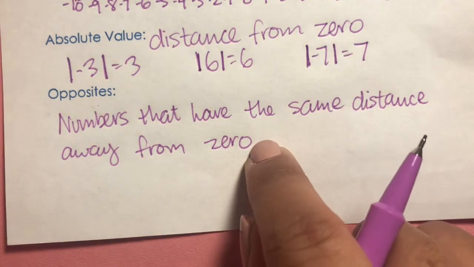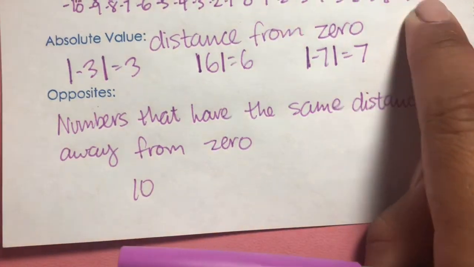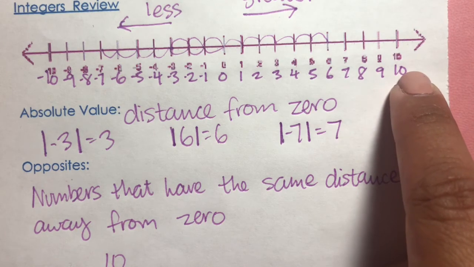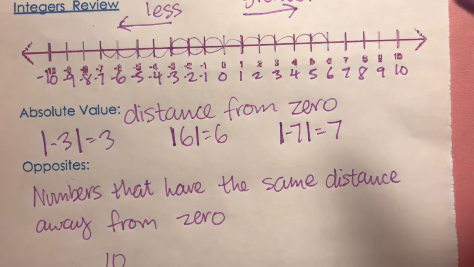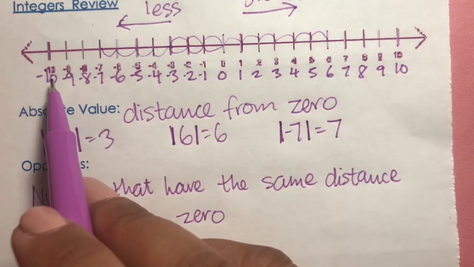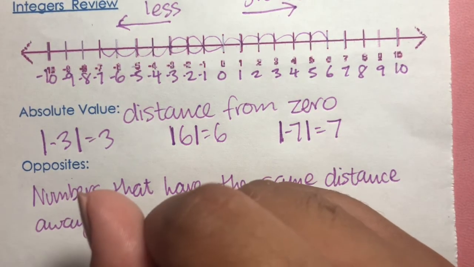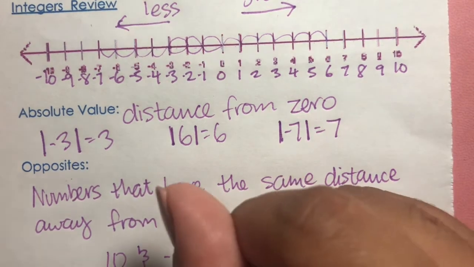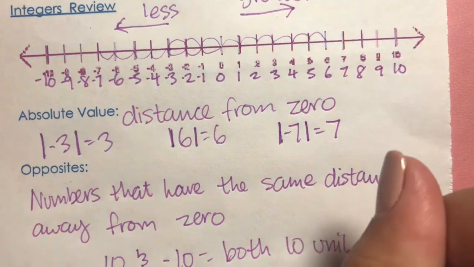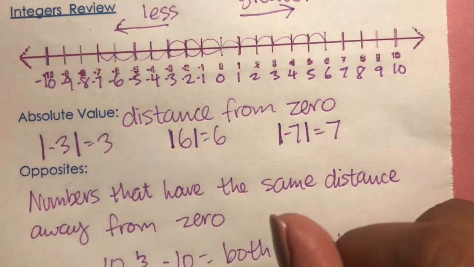So let's say we were trying to look for the opposite of positive 10. We have our positive 10 here on the number line. So we need to look for a number that has the same distance away from 0. We know that this is 10 units away from 0. If you look on the other side, we see that -10 also is 10 units away from 0. So 10 and -10 are opposites because they are both 10 units away from 0. And this goes for any integer.